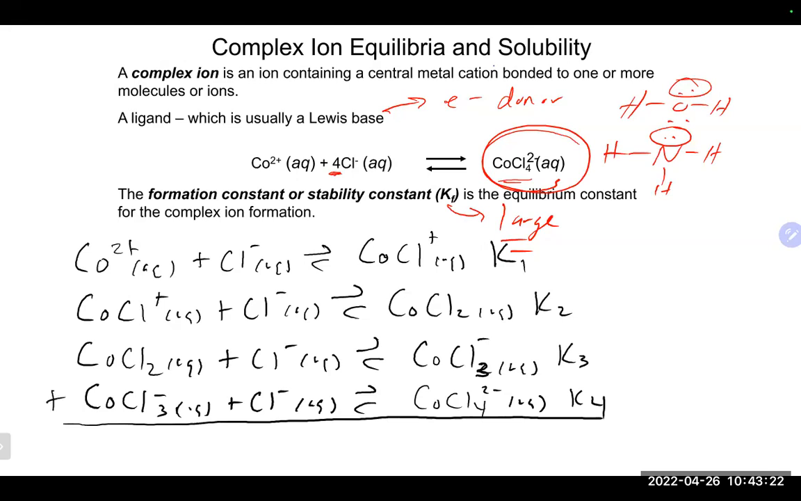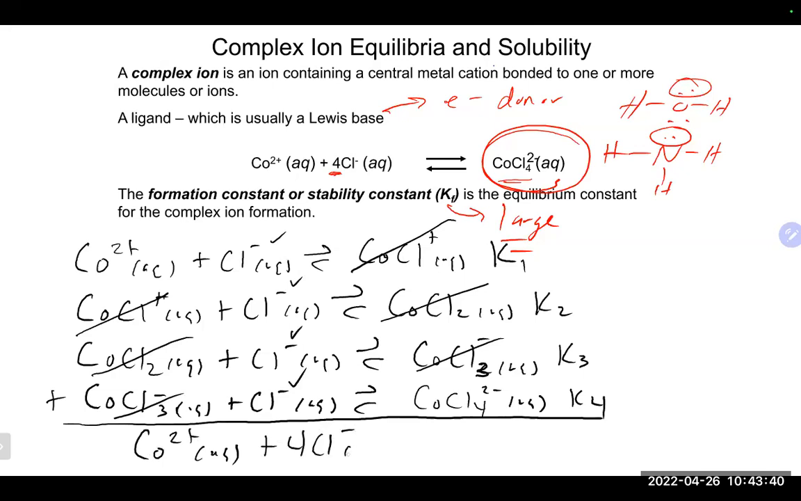Remember, when we add these together, anything that's on opposite sides cancels. So that guy cancels, that guy cancels, this guy cancels. Leaves us a cobalt plus 1, 2, 3, and 4 chlorides. Gives us our complex ion that gets formed here. So again, this happens in a stepwise fashion.